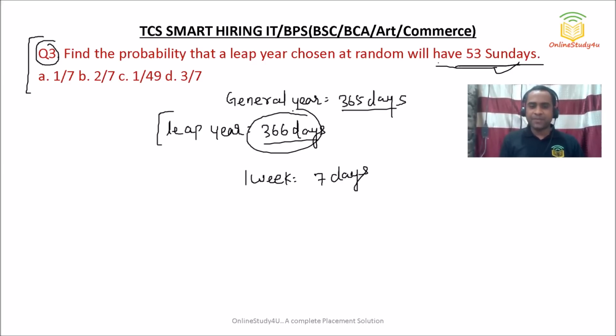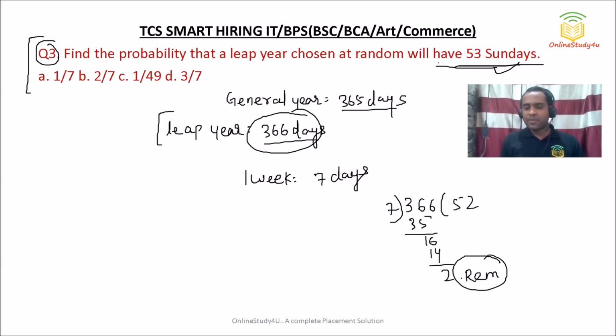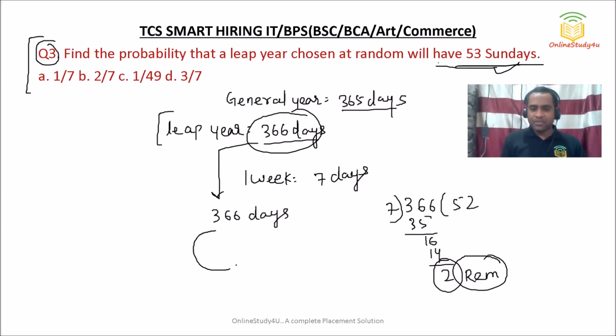And in the leap year, we have 366 days. So if we divide 366 by 7, 7 5s will be 35 and 7 2s will be 14. So basically 2 will be the remainder. So 2 will be remainder means in leap year 366 days, I can say there will be 52 weeks because we are dividing by 7. So every week we'll have one Sunday.